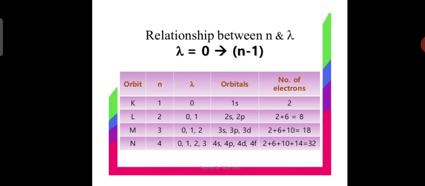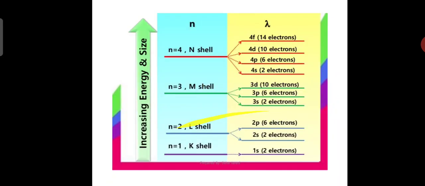And then we have the fourth energy level. We have 4s, 4p, 4d, 4f. If you total that, 2 plus 6 plus 10 plus 14, that is equal to 32. So 32 electrons. You can also use the formula for the energy level, 2n squared, to determine the number of electrons.